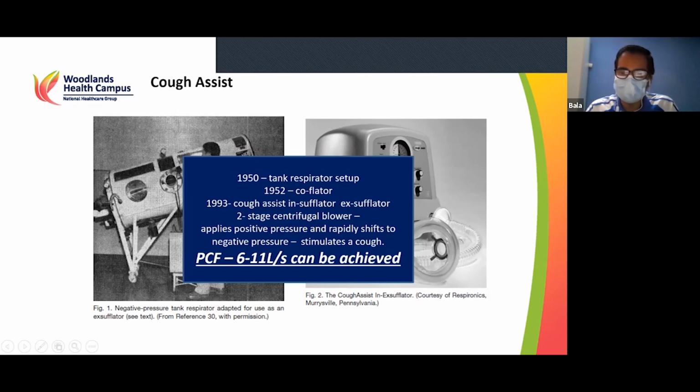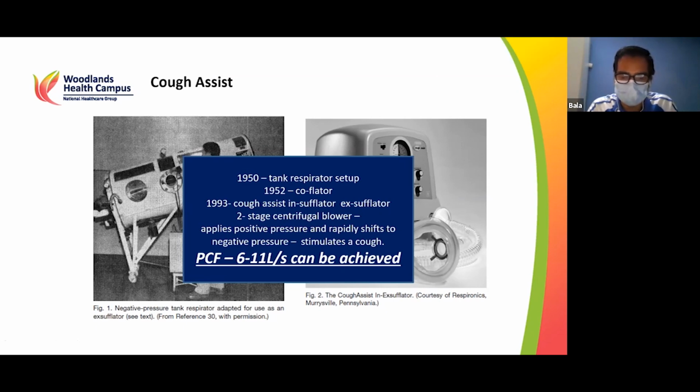But in 1993, it was coming back, and that's where the Philips cough assist, what we have now, came to the market. Basically, it works by a two-stage centrifugal blower. It applies a positive pressure and then rapidly shifts from positive to negative. This shift simulates a cough, producing something like a real cough that is able to clear secretions. So that's the journey of cough assist, and now it is being used for most patients, spinal cord injury patients, NMD patients who have impaired cough.